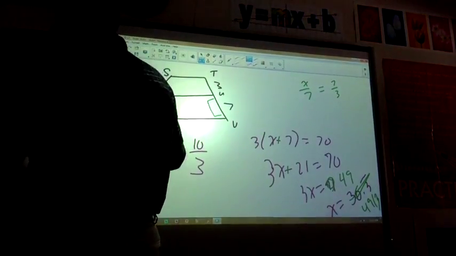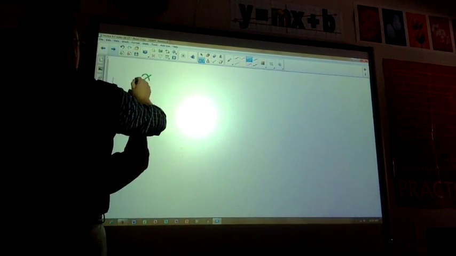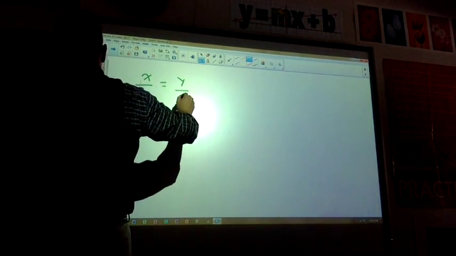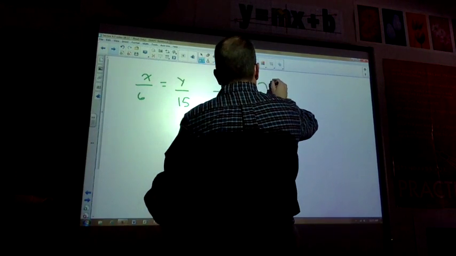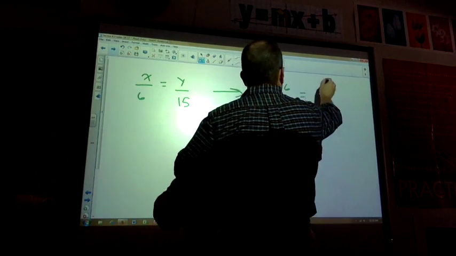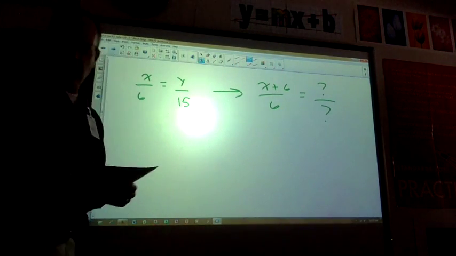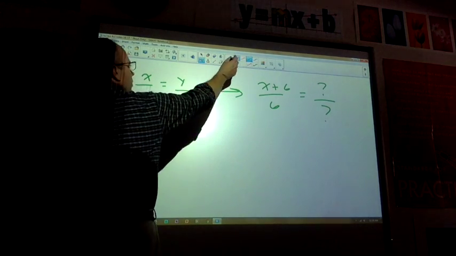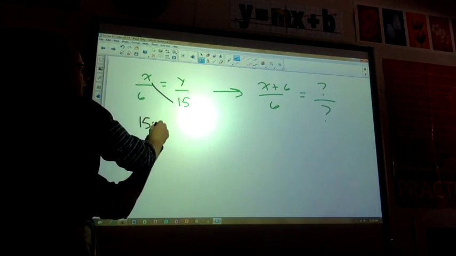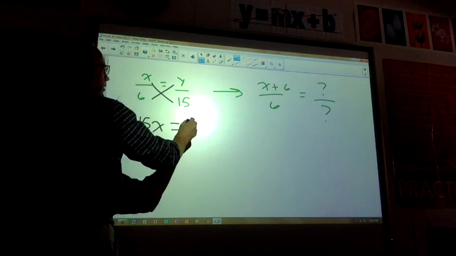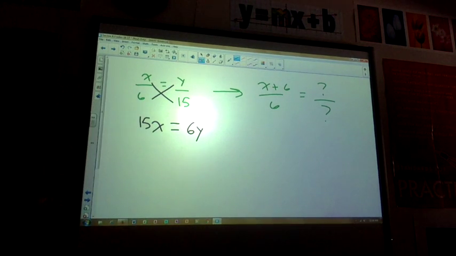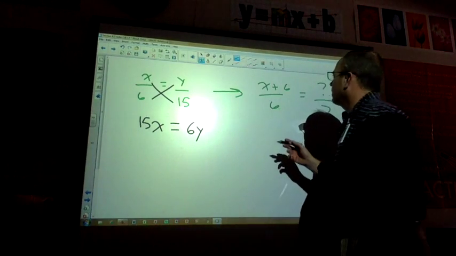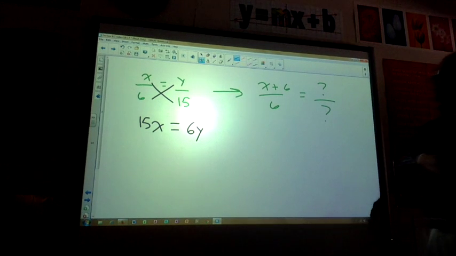3. All right, 3. They say that x over 6 is equal to y over 15. So then they said that x plus 6 over 6 is equal to question mark over question mark. Okay? So we know that these are equivalent to each other. So I would do your cross product first here. So I'd get to that, knowing that's what I have to get to. Okay? So x plus 6 over 6.